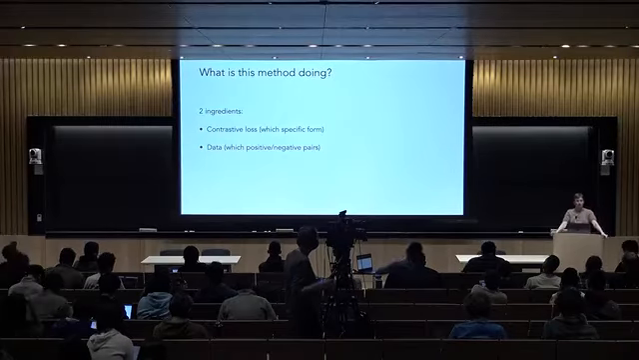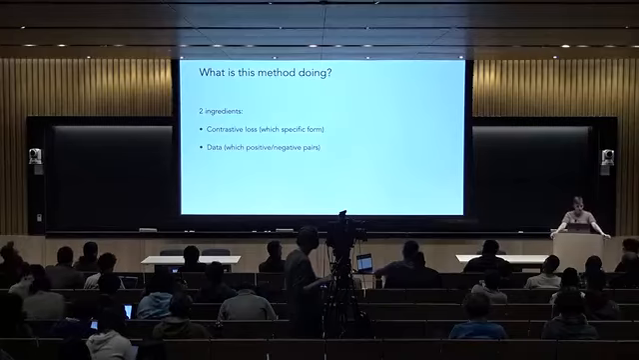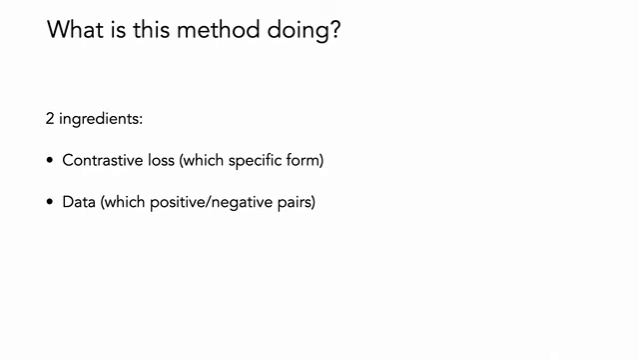So essentially, what is this method doing, right? There are two ingredients here to making this work. One is the contrastive loss, so which specific form of contrastive loss you use. And the other one is the data. And by the data, I don't just mean the underlying data set, I also mean specifically which types of positive and negative pairs we surface to the model over time.